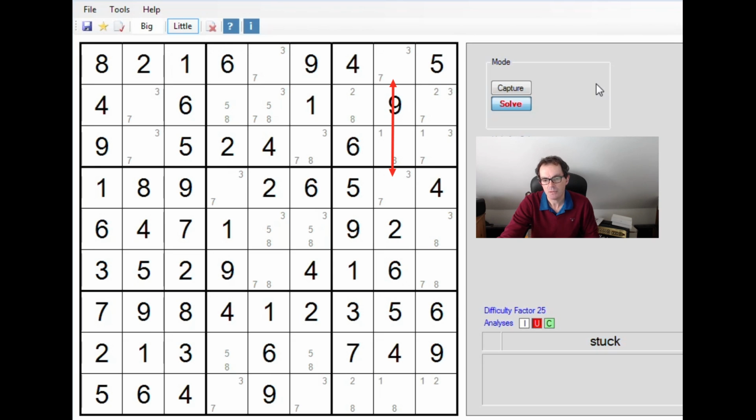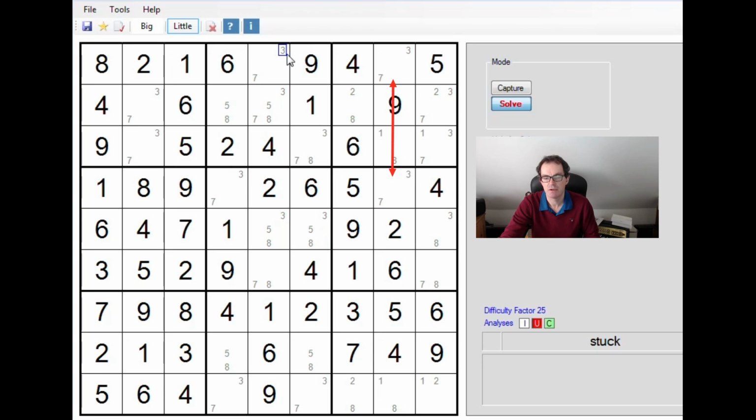So let's firstly see what I mean by thinking about what are the options for this square. This square, obviously it could be a 3. Now if it's a 3, we can scan down the column and we'd be able to eliminate 3s that appear in the column. But what happens if it's not a 3?